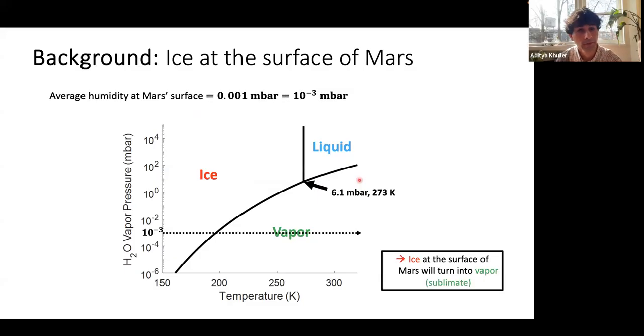But remember, on Mars the amount of water is 0.1%, so it's way less, very dry. And so there, if you take ice from a stable location and put it at the surface, the stable phase is gas. It'll sublimate, it'll turn into vapor, just because it's very dry.